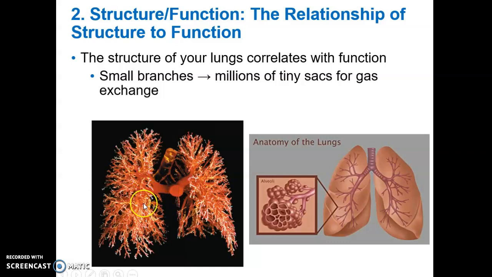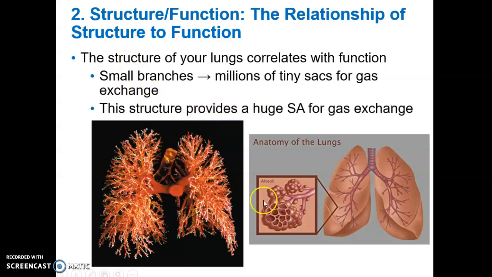The bronchi and bronchioles and small little branches. At the end of all these little branches are the alveolar sacs for gas exchange. So this type of structure provides a huge surface area, SA for surface area, for gas exchange.